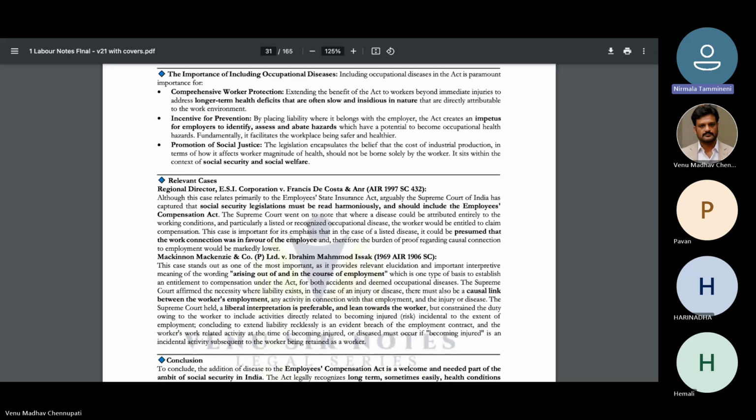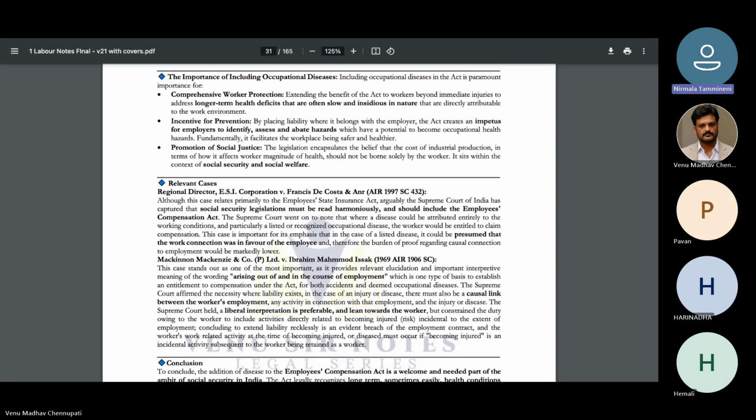Therefore, it's important. Incentive for prevention. By placing liability where it belongs, on the employer, the Act creates an impetus for employers to identify, assess, and abate hazards which have a potential to become occupational health hazards. Fundamentally, it facilitates the workplace being safer and healthier. So if he takes precautions in advance and gives some help, like masks or any such gear, then he will also avoid this liability.